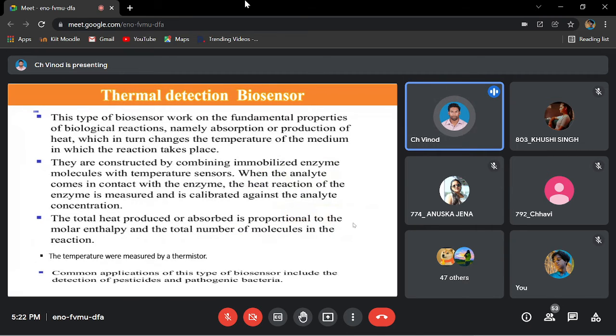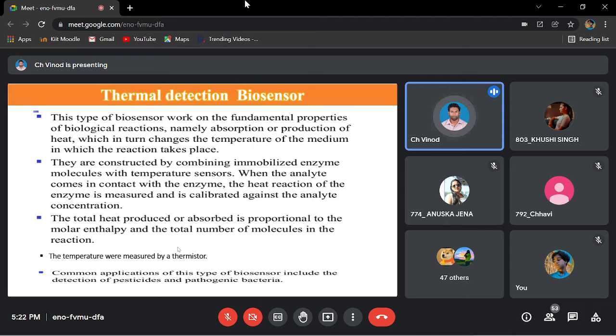Then we have thermal detection biosensors. Usually when we go ahead with so-called exothermic reactions or endothermic reactions, in such cases we can use this. Okay, we have a transducer called a thermistor. The thermistor will be able to see what temperature based changes are happening with the reaction, and based on that we will be able to diagnose.